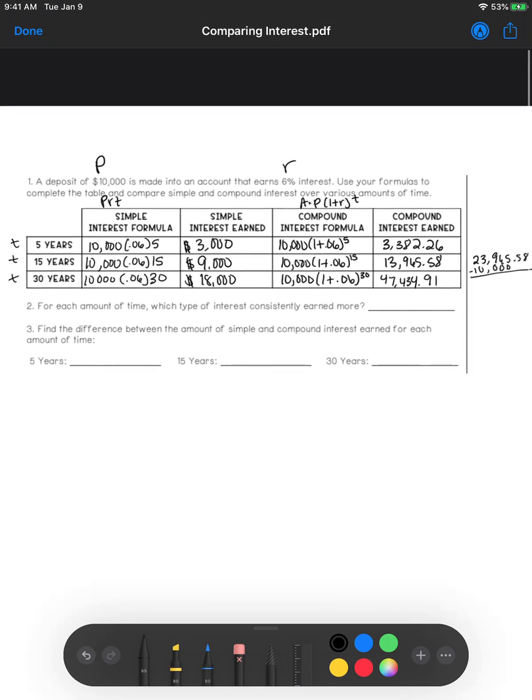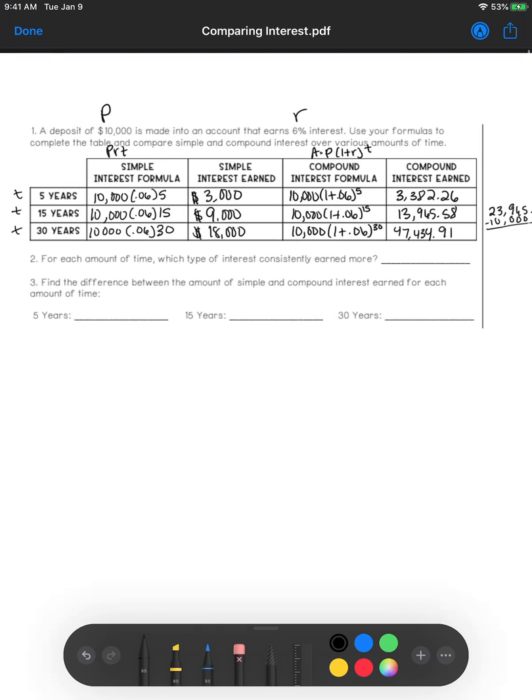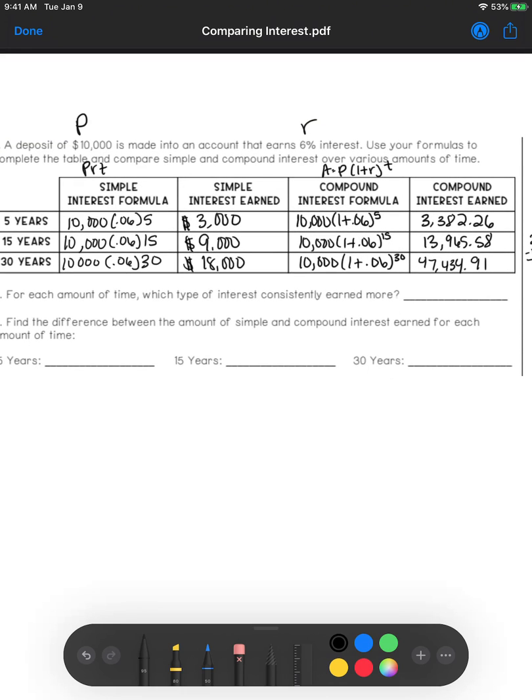So on the bottom two, it says for each amount of time, which type of interest consistently earned more? So, well, consistently, even in year 5, we can tell that compound earned more than simple, right? And then we could see that in year 15, it earned more again, and then in year 30 is when it really took off and earned a lot more. So compound is usually going to be more interest.